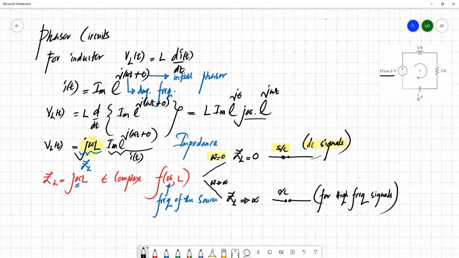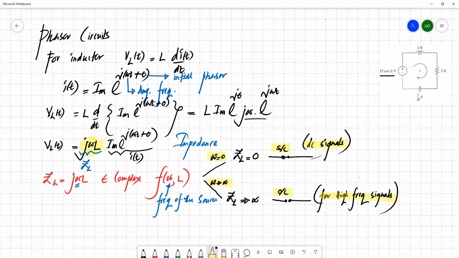These are the two conclusions we can easily make. If it is infinite frequency, we can treat it as an open circuit. Infinite frequency in the practical domain means a high frequency signal.